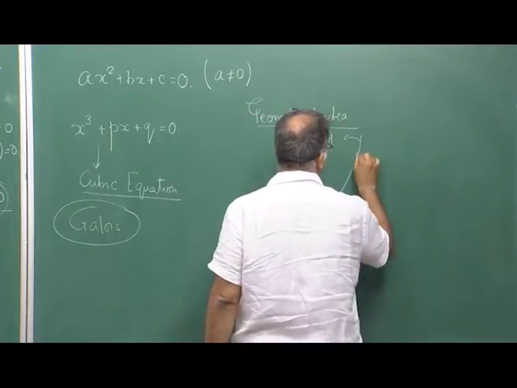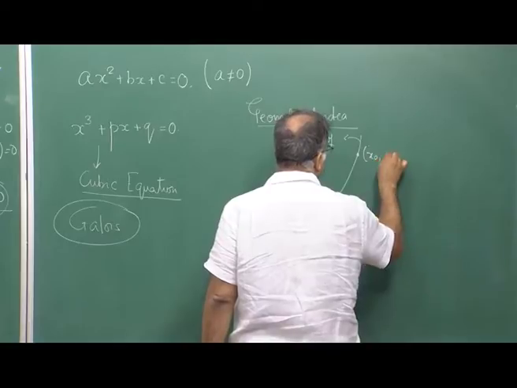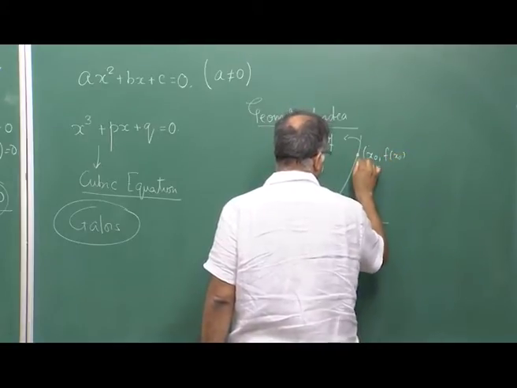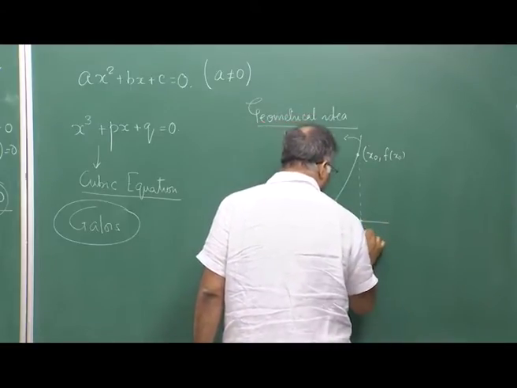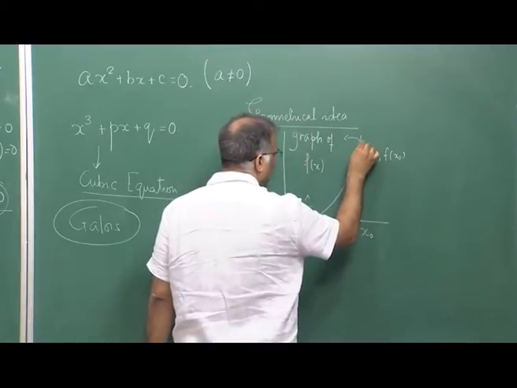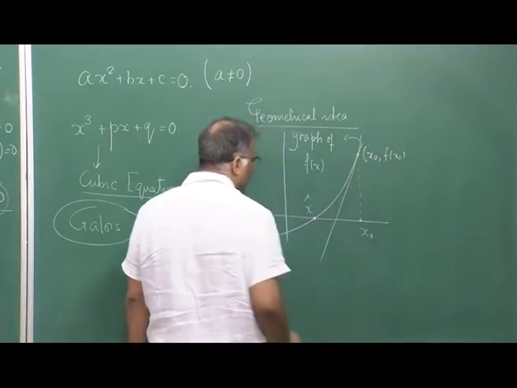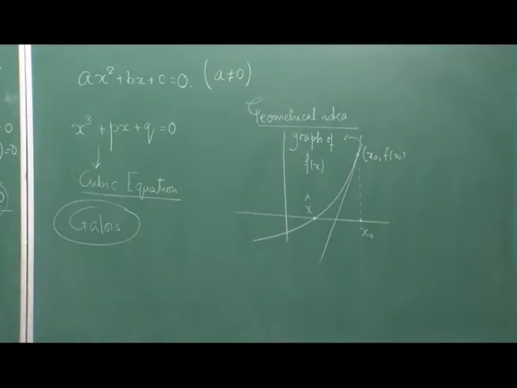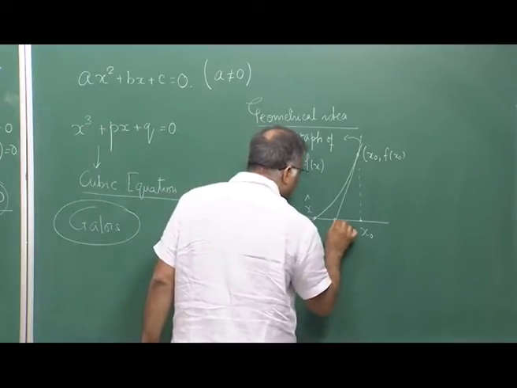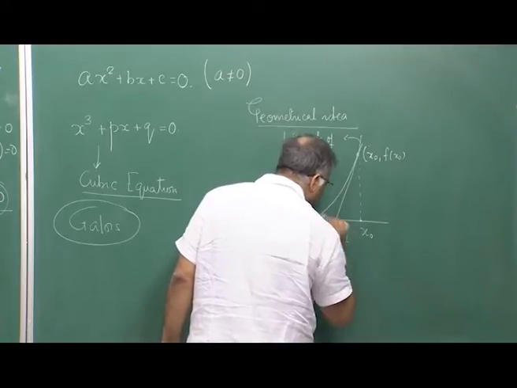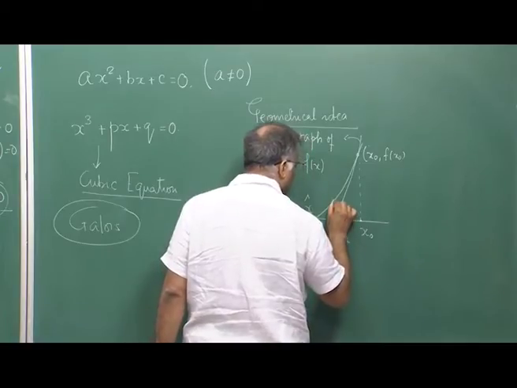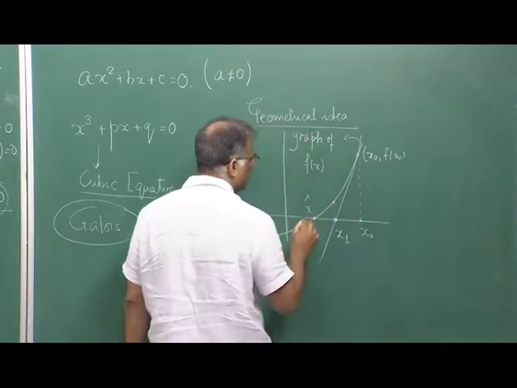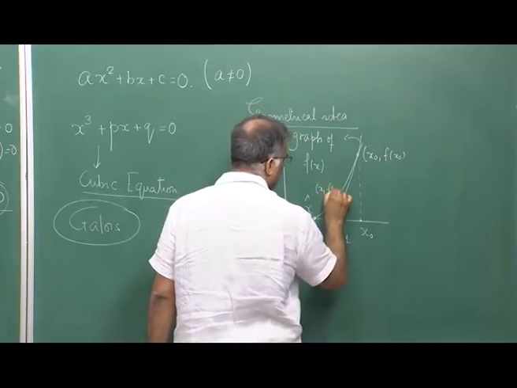So let me take this starting point as x0 on the graph, (x0, f(x0)). This is my solution x hat and this is my starting point x naught. What I do at (x naught, f(x naught)) is draw the tangent and see at what point the tangent cuts the x axis. That point I rename as x1. The corresponding point on the graph is (x1, f(x1)).